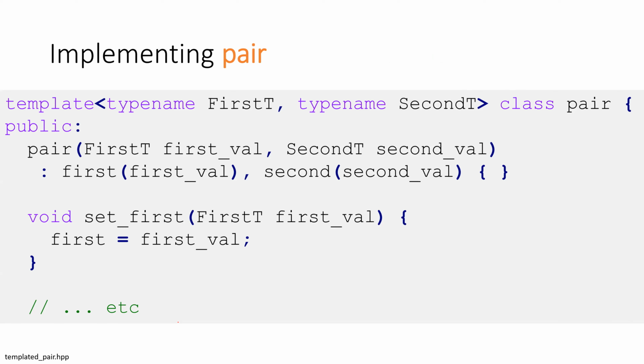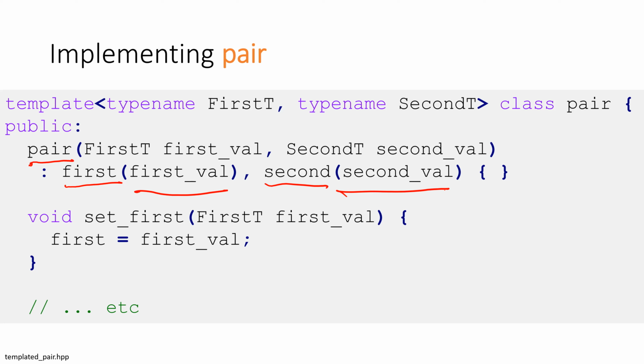Okay, so I showed you essentially the interfaces to some of these functions. I didn't show you their bodies. Their bodies are not very exciting either. So here was the constructor that I showed you. And its body is just initialize this first data member to whatever you passed in as first value, initialize the second data member to whatever you passed in as second value.